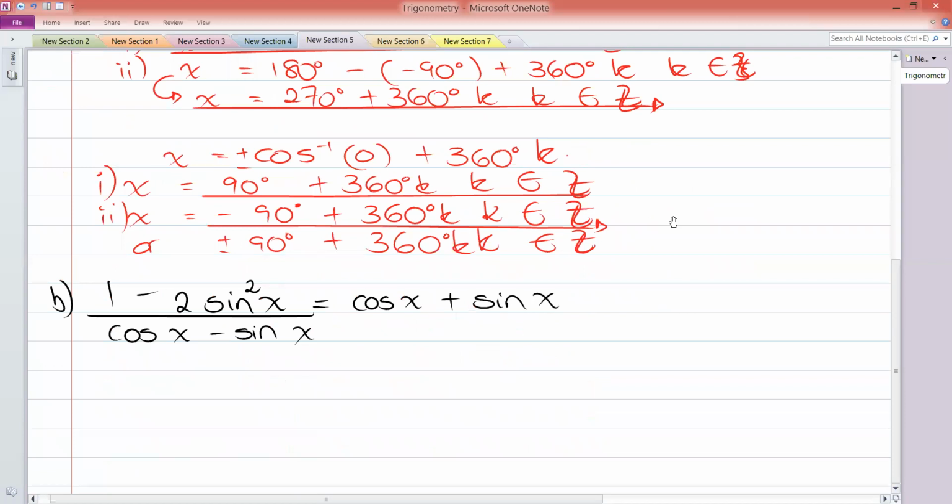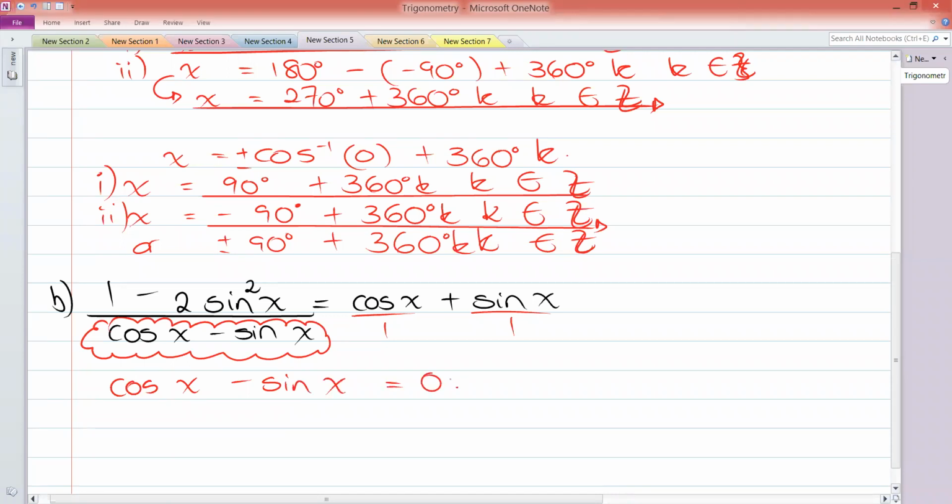Again, same question, for which values of x is the identity undefined? We always look at the denominators. For this second question, the denominators on the right-hand side are just divided by 1, so those ones don't really matter. What matters is this first one here. So for this first one, you're going to say cos x minus sine x is equal to 0.